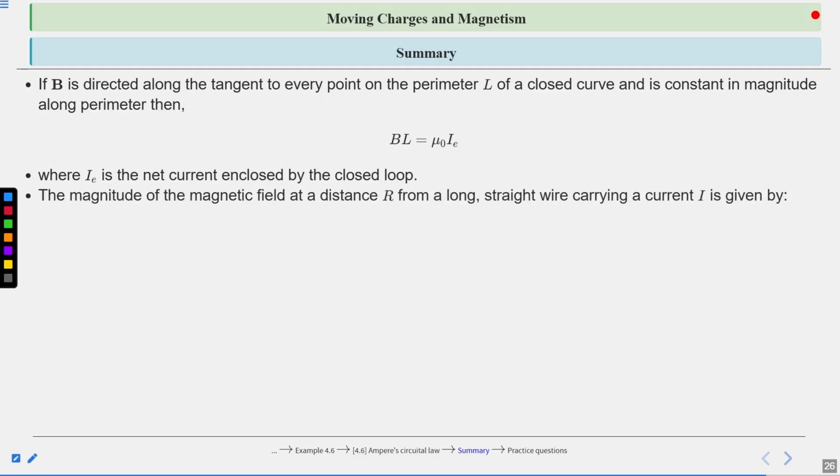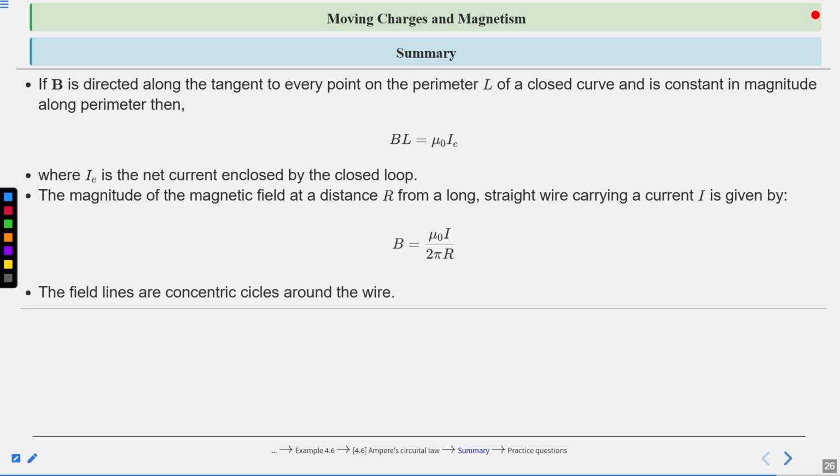The magnitude of the magnetic field at distance r from a long straight wire carrying current I is given by B equal to mu naught I upon 2 pi r. The field lines are concentric circles around the wire.